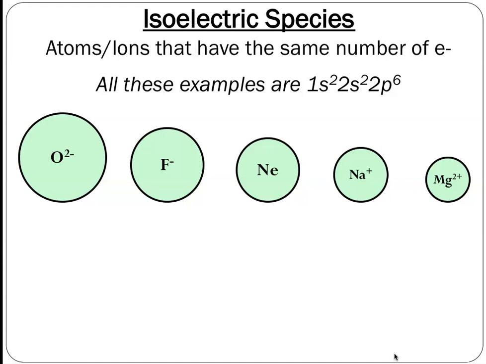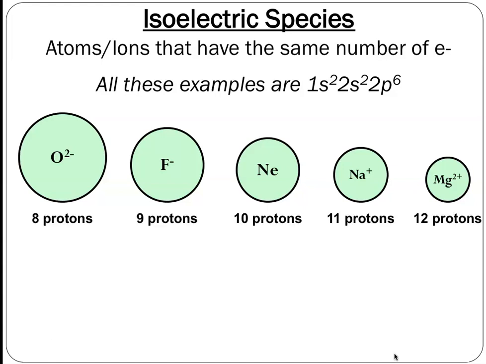Electronically, they're identical, but can we figure out why magnesium is the smallest of this group? That's right, it has the most protons and the least electrons. It has to be the smallest one. Questions on this one? Okay.